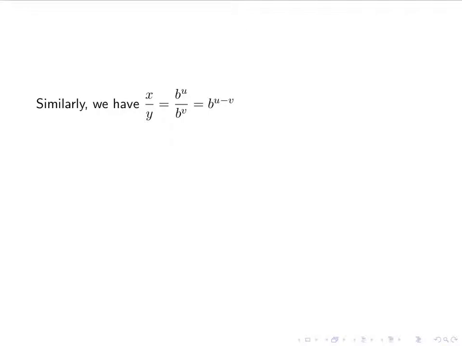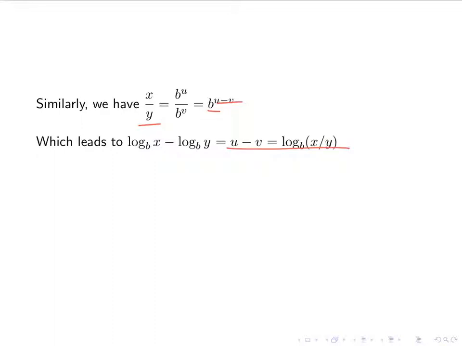Similarly, we have x divided by y equals b to the u divided by b to the v, which equals b to the u minus v, which leads to log base b of x minus log base b of y equals u minus v by definition, which equals log base b of x over y. Again, b to the u minus v equals x over y. So by definition of logs, we have this. By how we defined u and v, we have this. So if I have a log minus a log, that's equal to a log of the quotient.